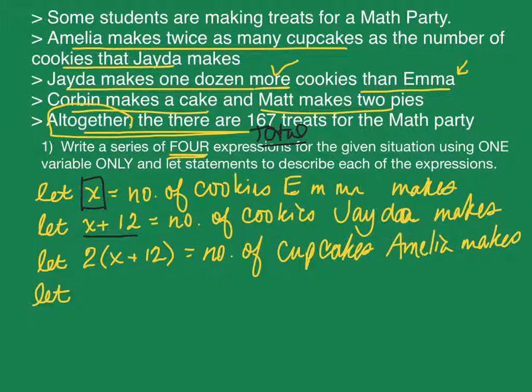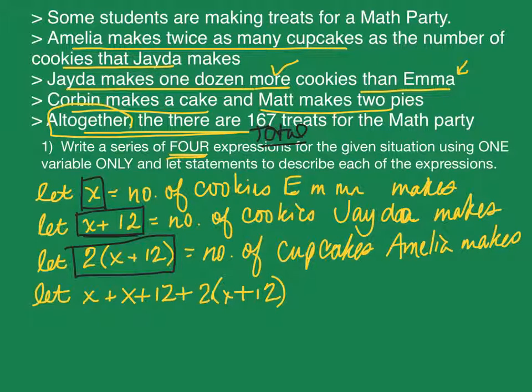I'm going to have x, that's how many Emma made, plus x plus 12, that's how many Jada made, plus 2 times the quantity of x plus 12. And I changed up the color. Let me fix that so that it's just all uniform. Don't want to confuse anybody. So let me get back to yellow. So this should be plus 2 times the quantity of x plus 12.